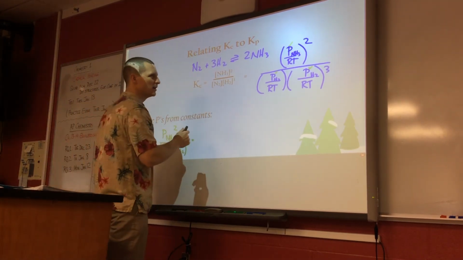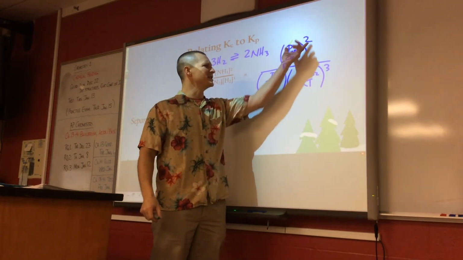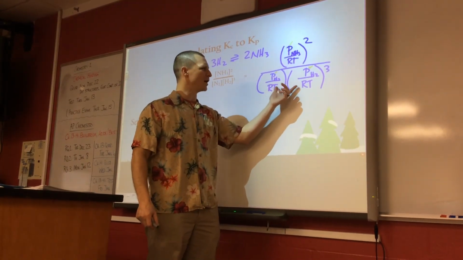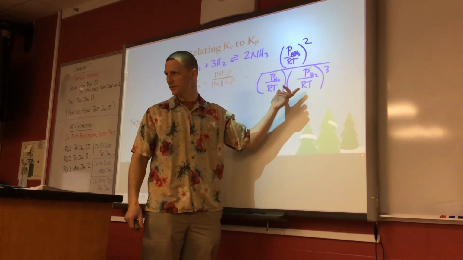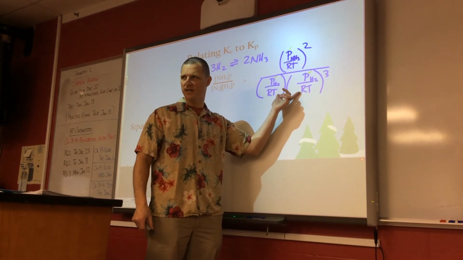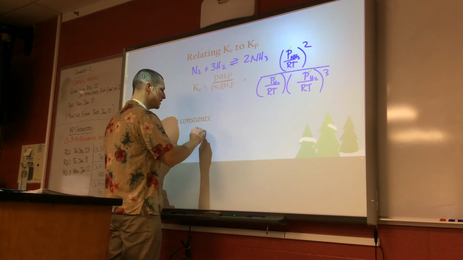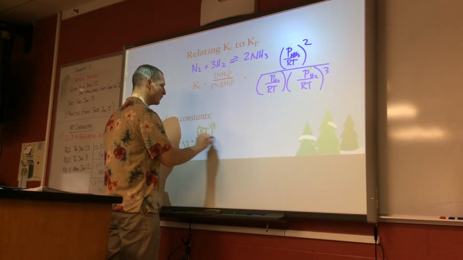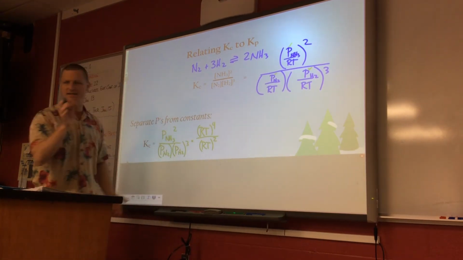Now what does it look like? It's 1 over RT squared over 1 over RT to the what power? 4. You got 4 RTs in the bottom. You see that? Now these RTs are in the denominator of the denominator. Yes? So they flip up to the numerator. So it's going to look like this: times RT to the 4th over RT squared.